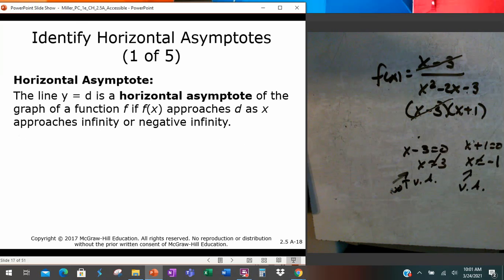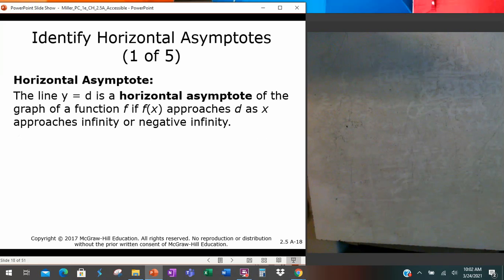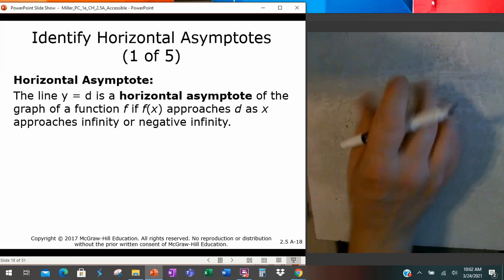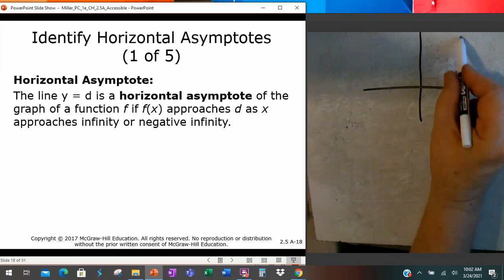Okay. So what about horizontal asymptotes? We'll practice that enough. We're going to go back through vertical asymptotes every time. We're also going to do horizontal asymptotes. So we did a quick graph.